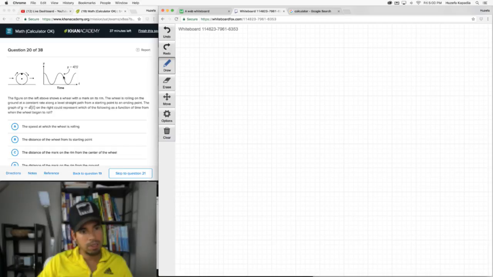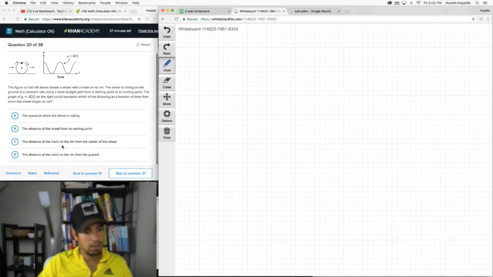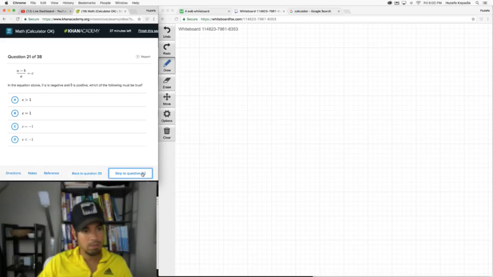This looks like, if it's going up and down, it's not distance. It looks like height, because it's starting at this height and then it's going down, down, down, and then it's going to the bottom, and then it's going up, up, up, as it turns. So I would say the distance of the mark from the ground. I'm going with D, the only one that makes sense.